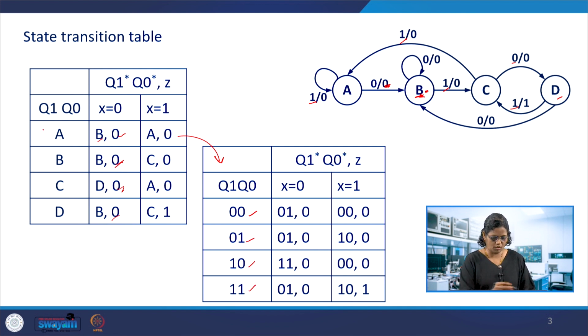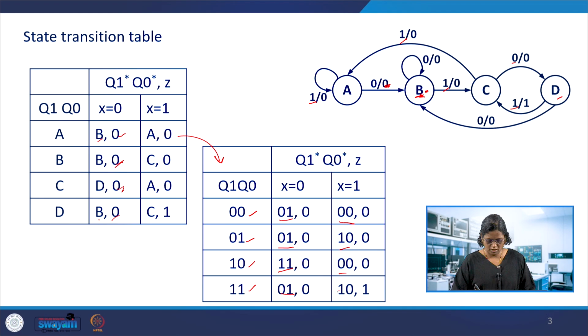This can be anything: D can be 00, C can be 11, B can be 10, and so on. Just to follow the order of 2 bits, ABCD is given in order. So these A, B, C, D are changed to 2-bit codes: B is 01, and D is 11, and all the A states are 00.